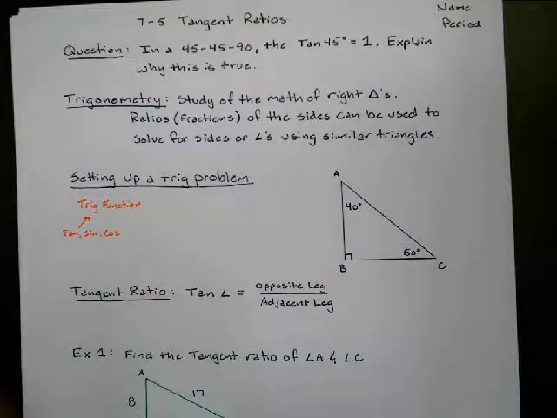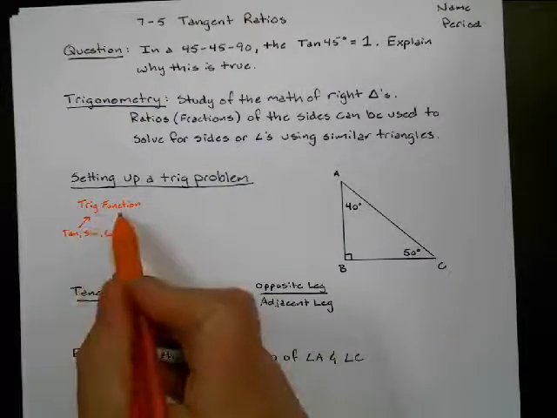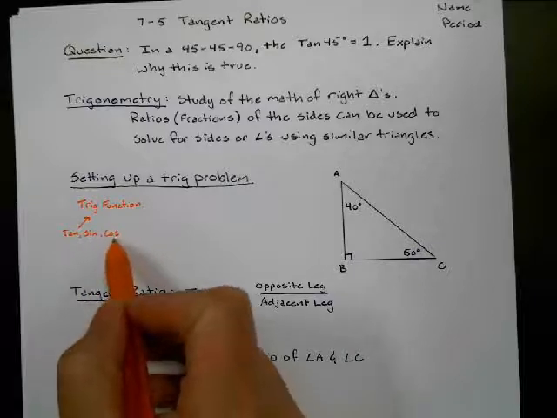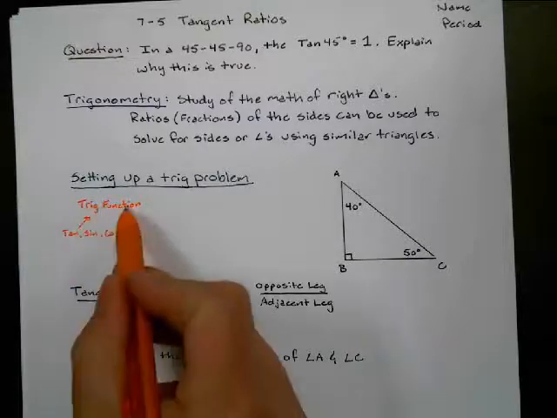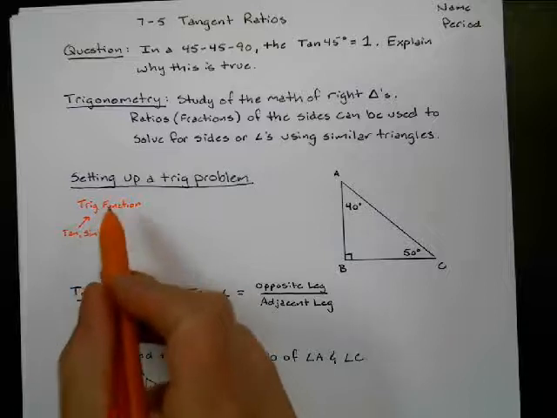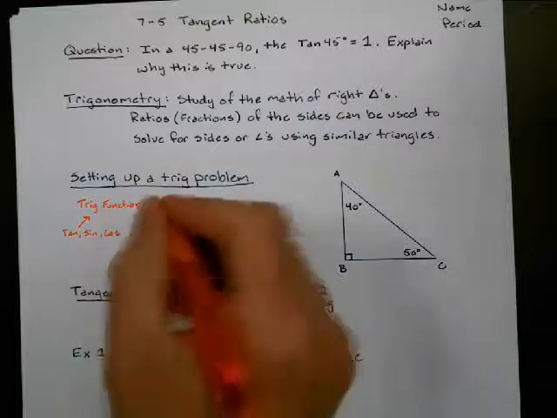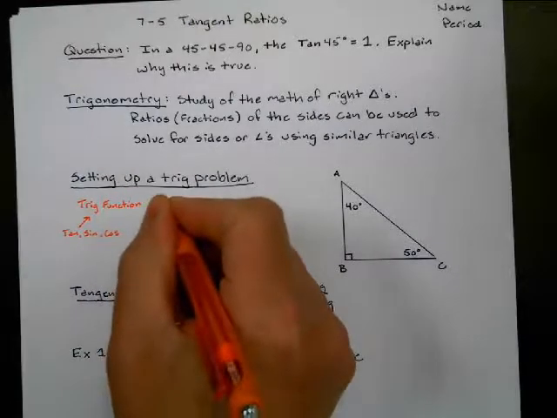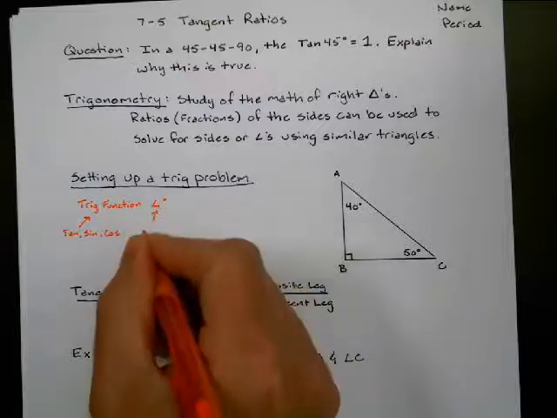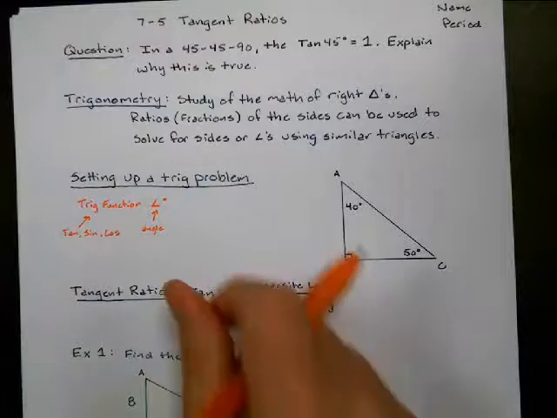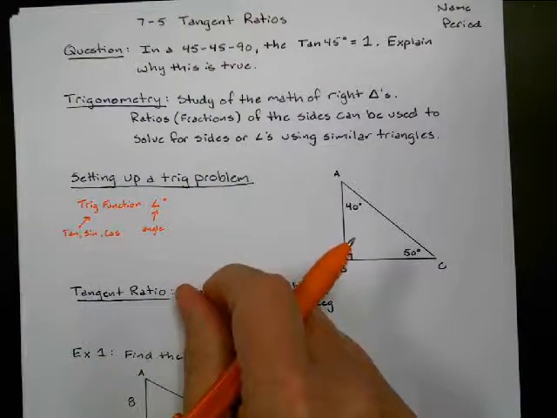So when you're setting up these problems, you'll write down a trig function of some sort. Like today, we're only going to work through tangent. On our next lesson, we'll talk about sine and cosine. So for right now, when we set up a problem, the first thing that we write down is a trig function: tangent, sine, or cosine. Next thing we do is an angle measurement. So the angle that we're using for the trig function, that's what's going to come next.